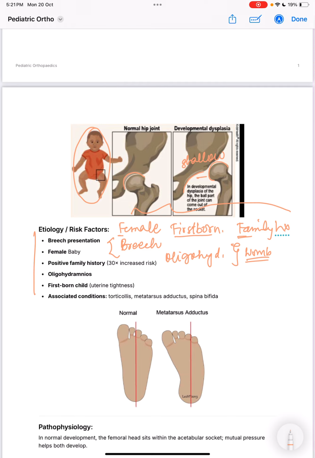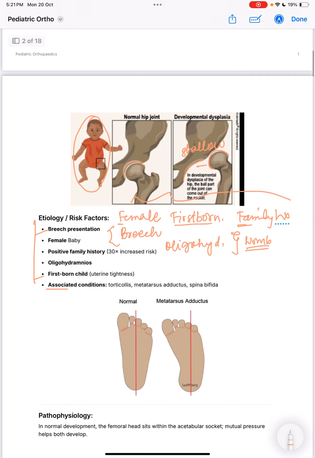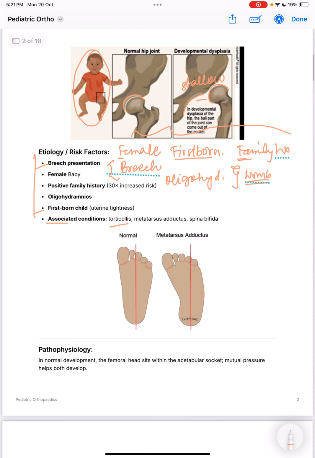And then these three are associated with female firstborn and family history. So this covers this portion, but then we have associated conditions, which is torticollis, which we know is an abnormality of the neck, metatarsus adductus, which means the metatarsals deviate towards the midline, and then spina bifida, which can be an accompanying feature usually.